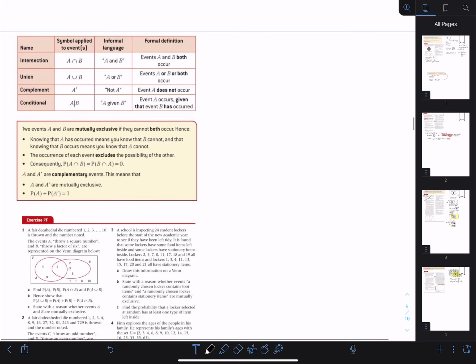I'm going to stop here because we'll get back to other types of diagrams and also some more details on notation there.